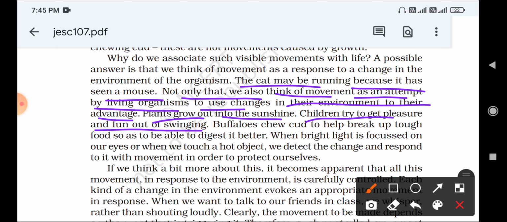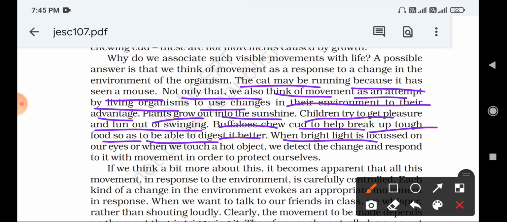The buffalo chewing cud is not a growth related movement, and the children swinging is to have fun. Buffaloes chew cud to break tough food so as to digest it better. The buffalo chews the food to break the complex substance into simpler substance that is easier to digest.